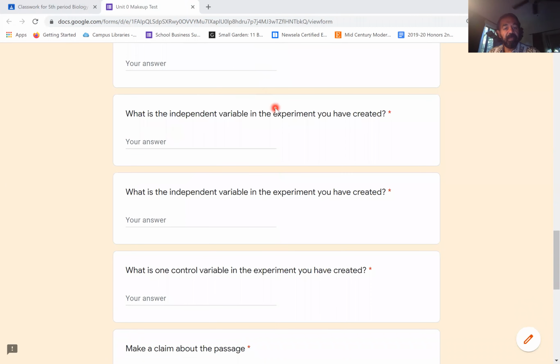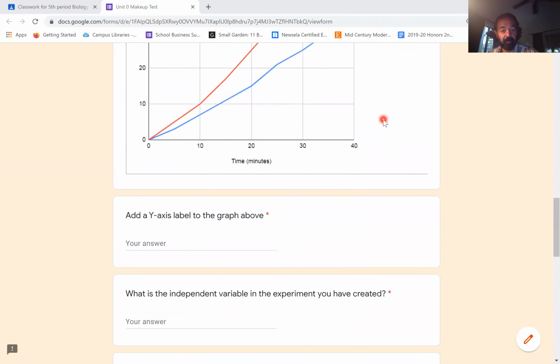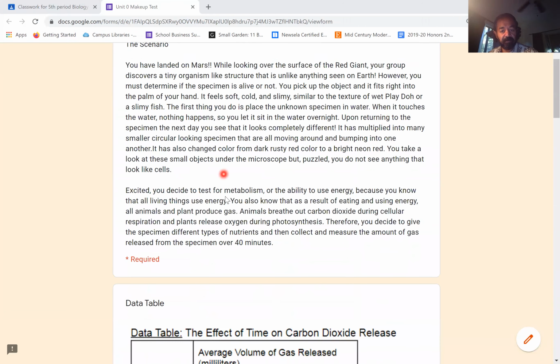Okay, so what is the independent variable in the experiment you've created? You created an experiment where you gave them different amounts of nutrients to see what happens, right? So was it different amounts or different types?